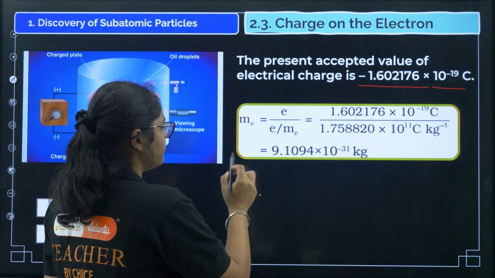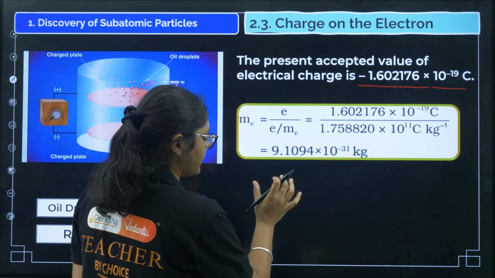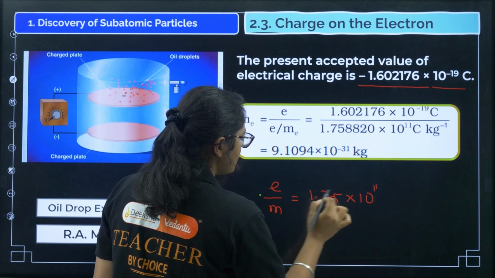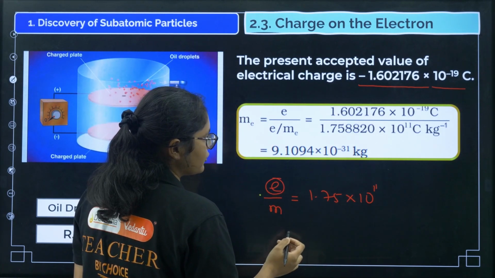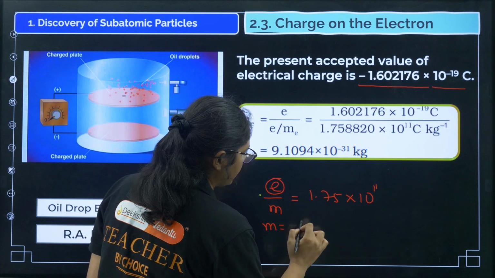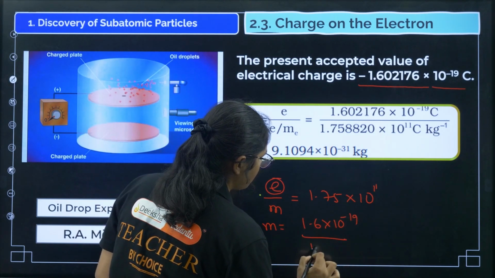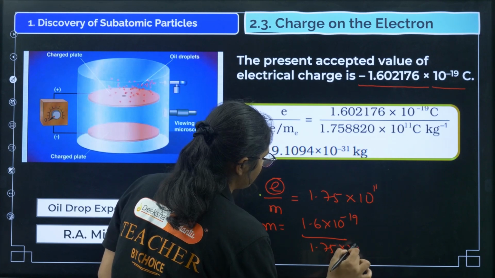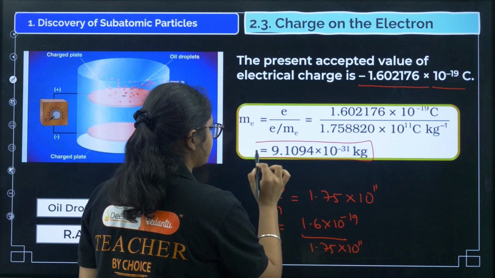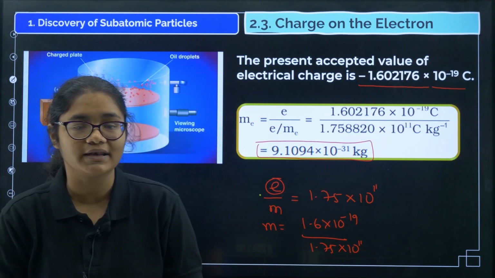And from the Thomson experiment we had already calculated the value of e by m ratio. Right, now we know, e by m ratio was how much? 1.75 into 10 to the power of 11, and now I know the value of e. So I can calculate the value of m. So m was calculated as 1.6 into 10 to the power of minus 19 by 1.75 into 10 to the power of 11. After this calculation we got the mass of the electron as 9.1 into 10 to the power of minus 31 kg.